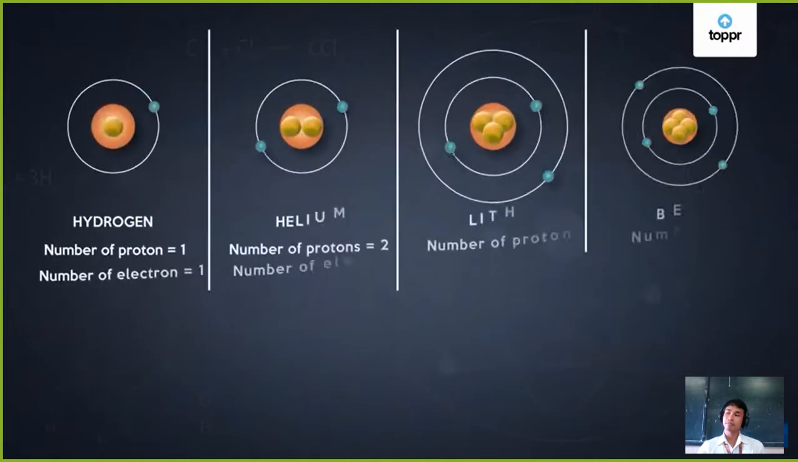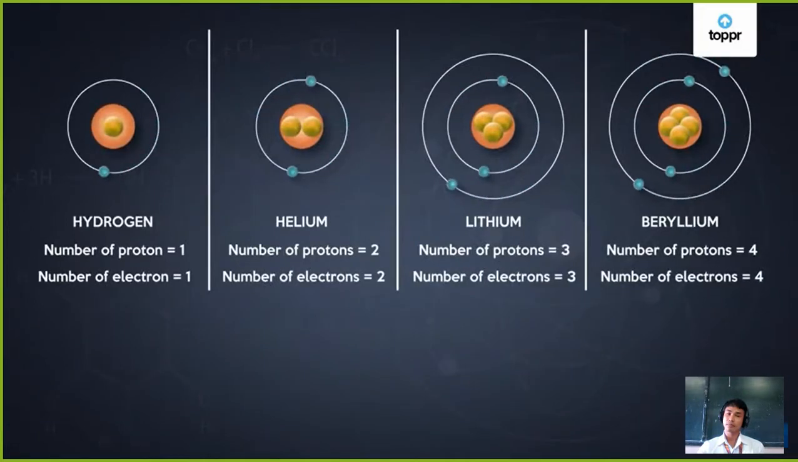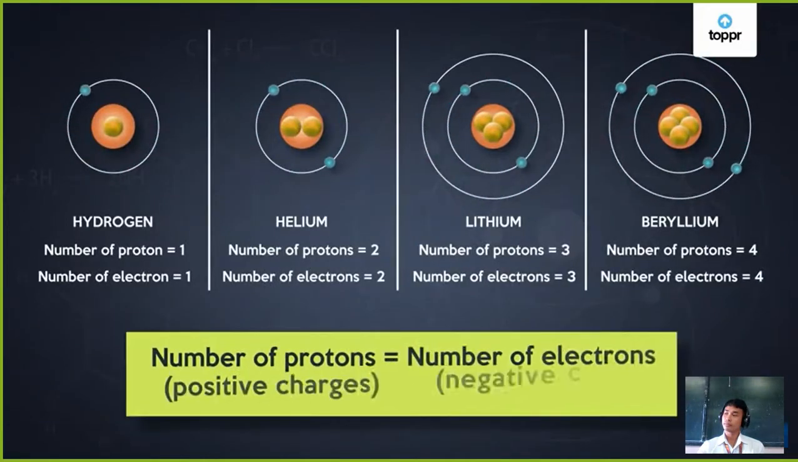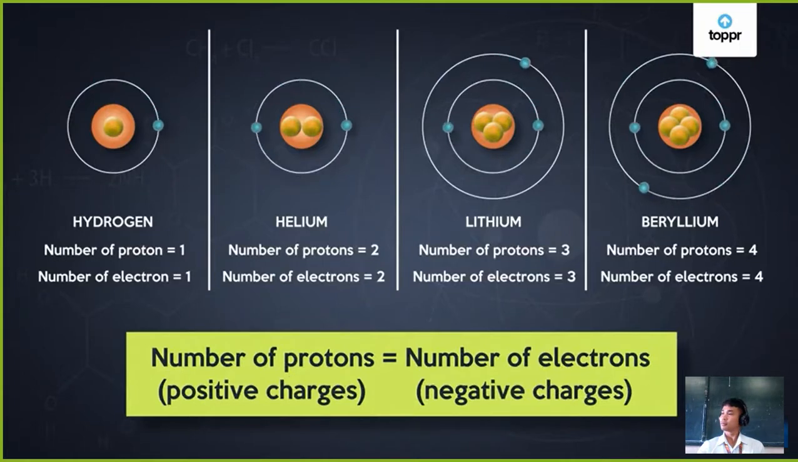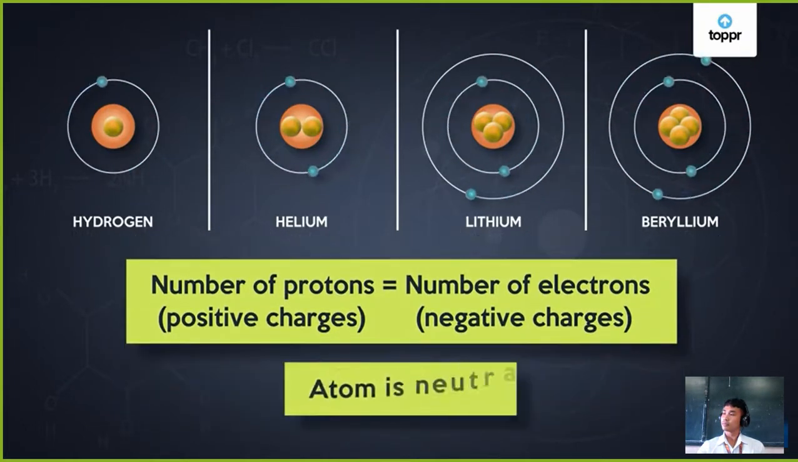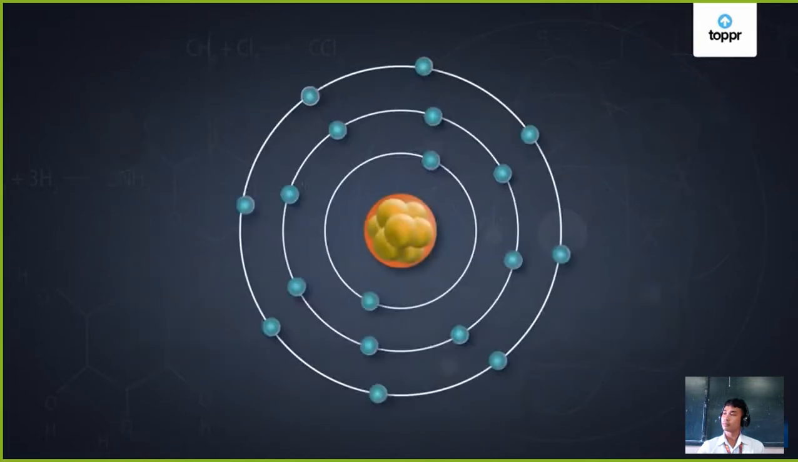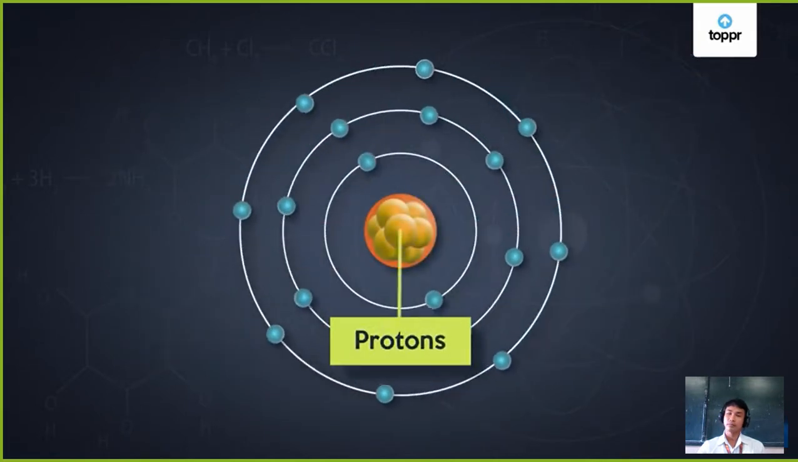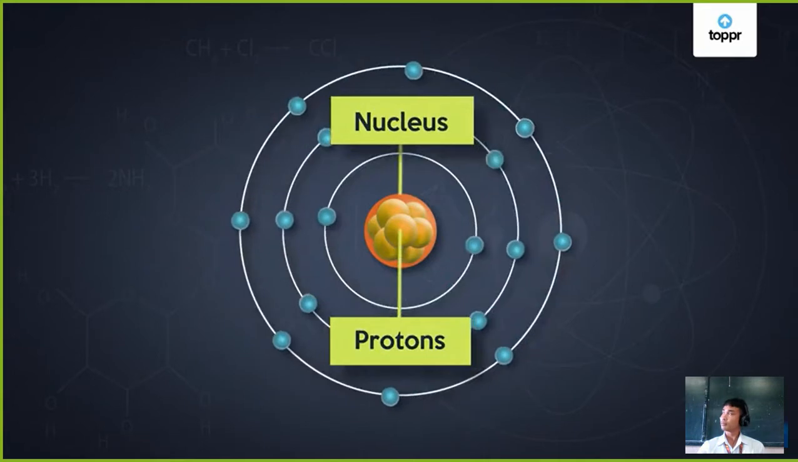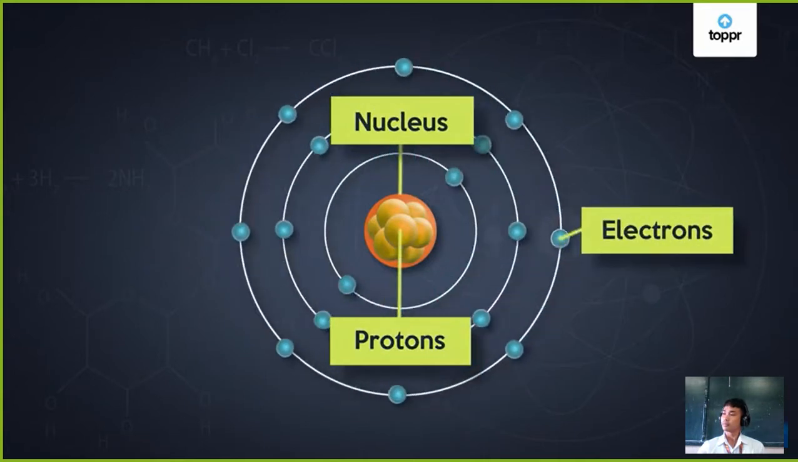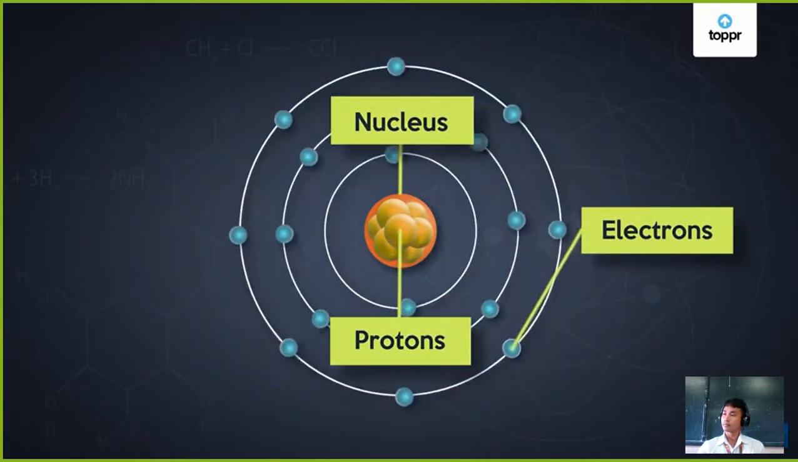Well, if you pick the atom of any element, you'll see that the number of protons is always equal to the number of electrons. This confirms that an atom is neutral. So now we know that protons happily reside in the nucleus while electrons revolve around it. But that's not the end of the story.